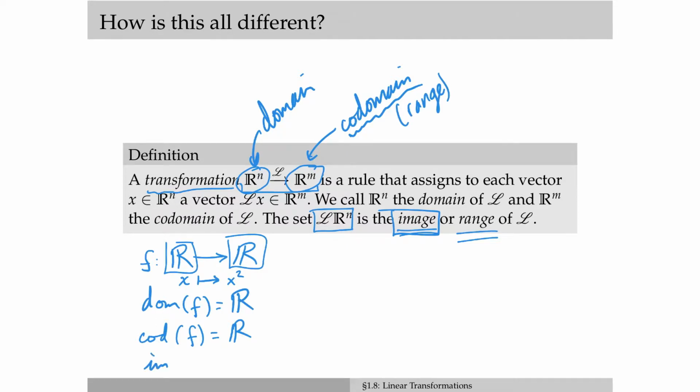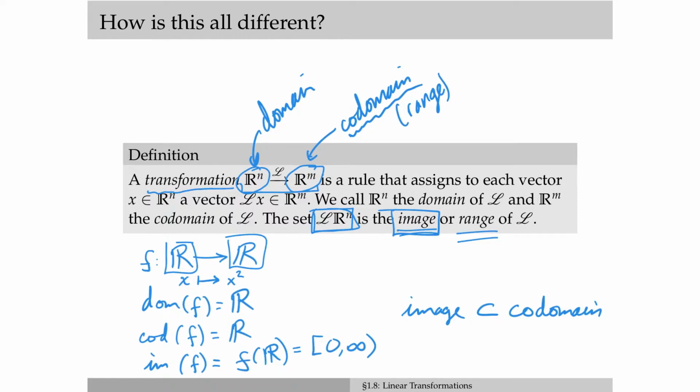Now the image of F, which I can write as F of R. It's almost as if I take every possible real number and plug it into my rule for F. Well, if I do that, what do I end up with? I end up with the non-negative reals. So what you should really notice is the image is always a subset of the codomain. They could be equal, but it's at least a subset.